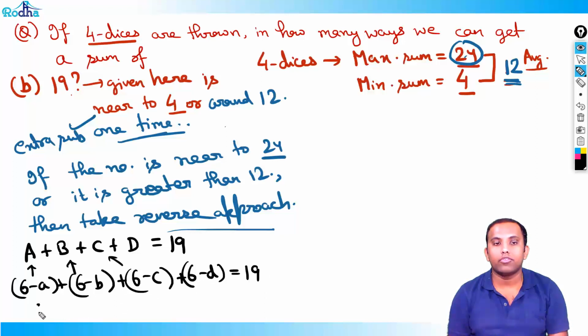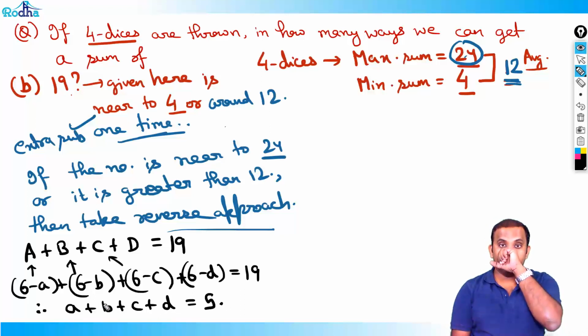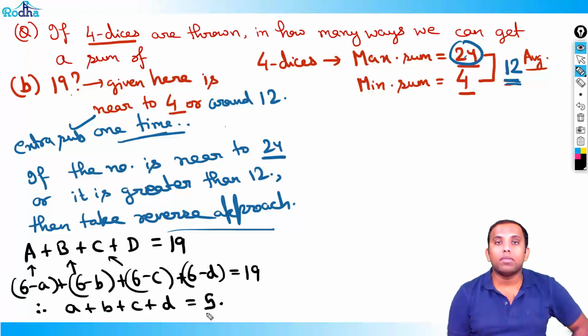So you get a plus b plus c plus d is equal to 5. Now listen very carefully. If a plus b plus c plus d equals 5, then a can be 0, and a, b, c, d can all be 0. Let me write this equation here: a plus b plus c plus d is equal to 5.